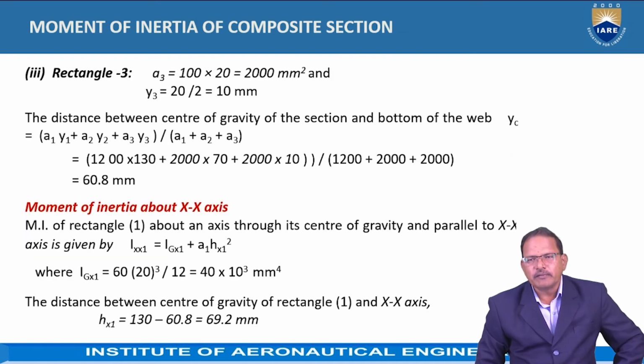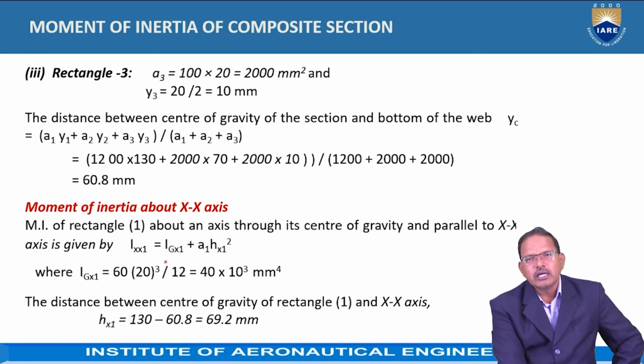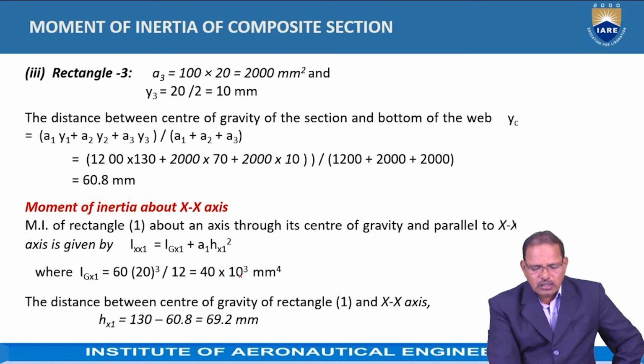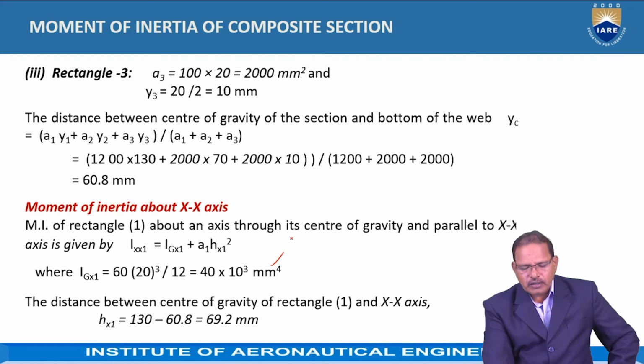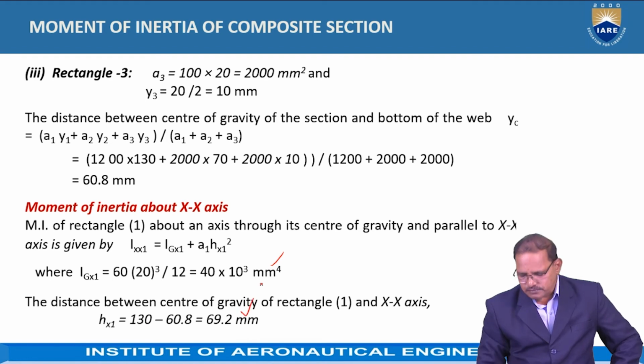So the moment of inertia of the first rectangle is Ix1 = Igx1 + A1 Hx1 squared. Here Igx1 represents the moment of inertia of the first rectangle about its central axis, parallel to the x-axis, given by 60 × 20³/12. This is equal to 40 × 10³ mm⁴. Hx1 is already known: 130 − 60.8 = 69.2.